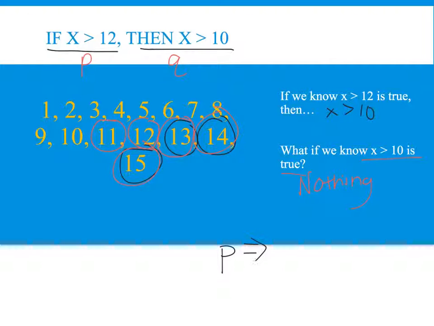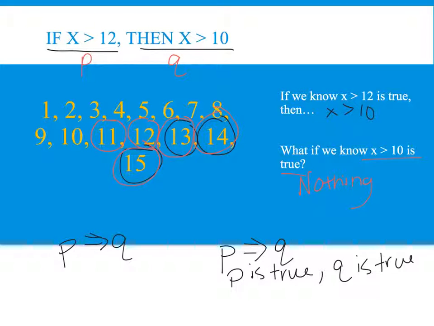This is the law of detachment. If P implies Q is true, and we know that P is true, then that means Q is true. But it doesn't go the other way. If we know that P implies Q is true, we can't say that Q is true, so P is true. This example fits it. If x is greater than 12, then x is greater than 10. We know that's true. So we know that if x is greater than 12, then these numbers are greater than 10. But we can't say that if x is greater than 10, then x is greater than 12. It doesn't work that way.